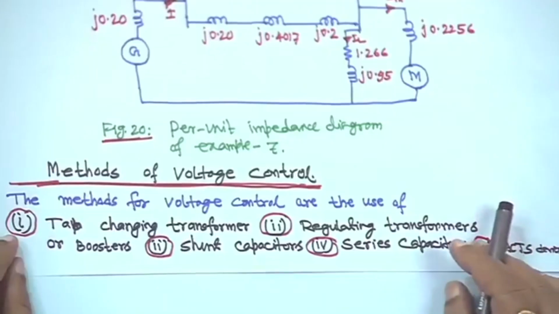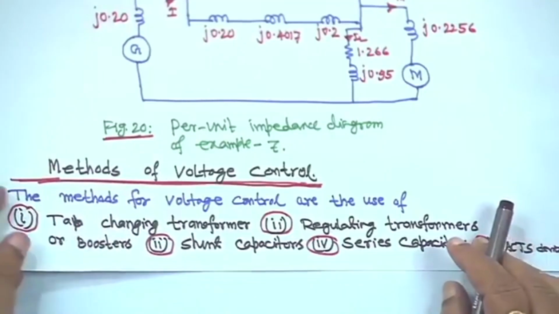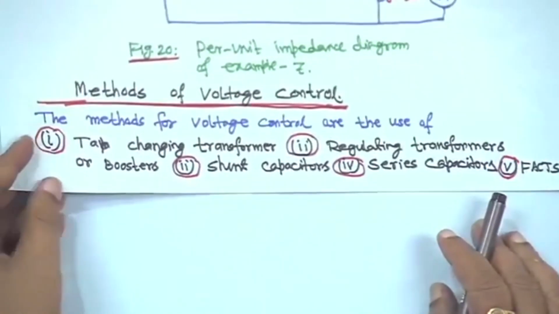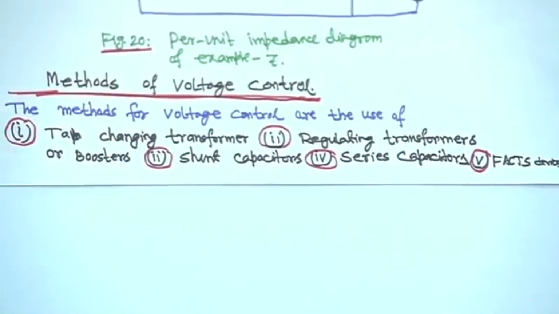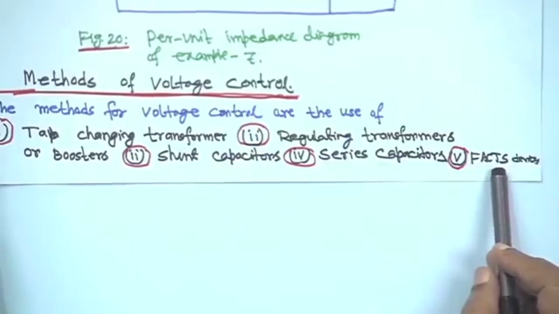So, in the previous lecture we have seen the per unit system. Now, we will come to the methods of voltage control. The methods for voltage control are the tap changing transformer, then the regulating transformer or booster transformer, shunt capacitor, series capacitor and the FACTS devices, right.